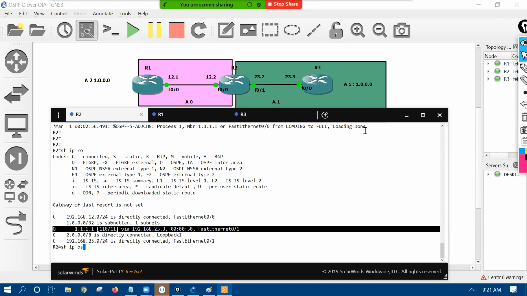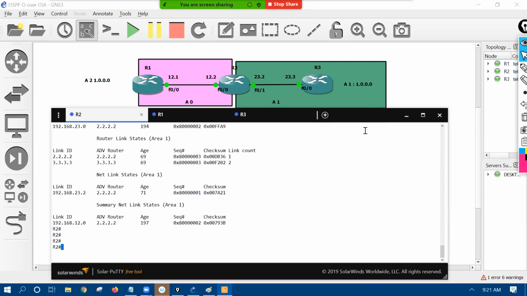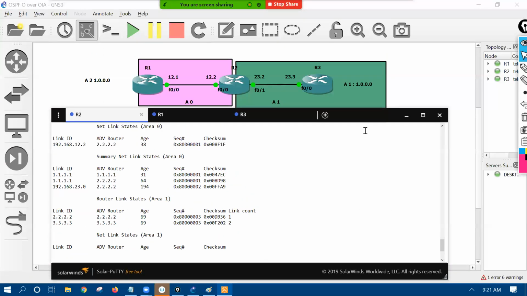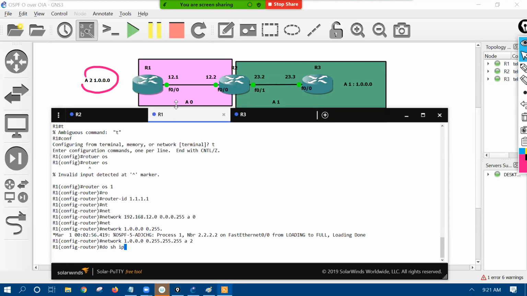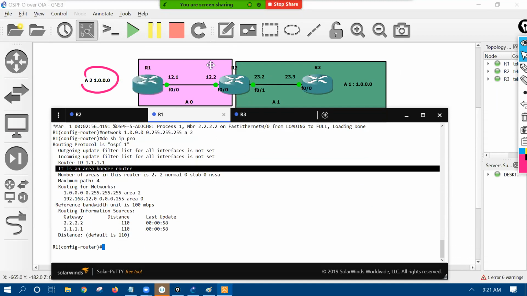If you check the database table, show ip ospf database, you will not have this information, right? Of course, because this is area number 0, and this information should be present, right? Because R1 should become the ABR, it has to send the summary LSA to R2. It has to be there.